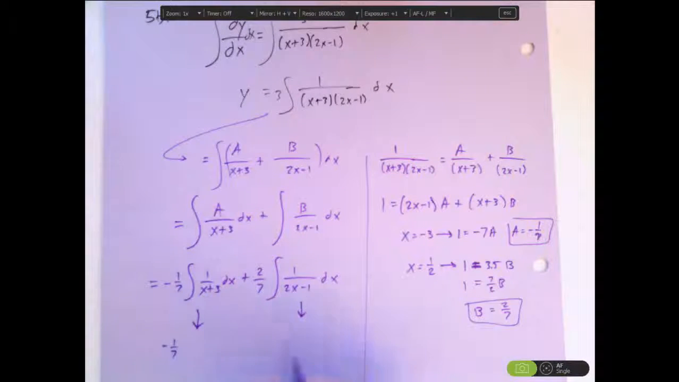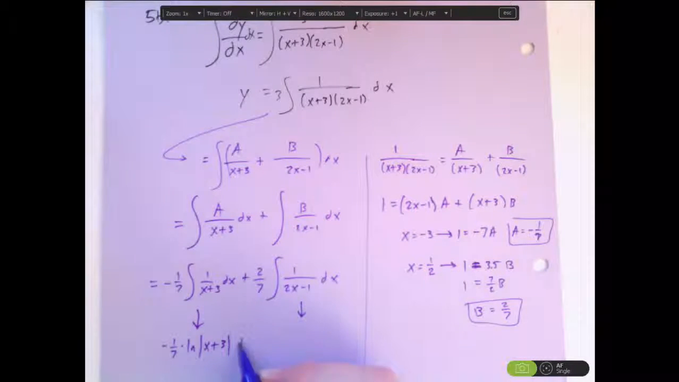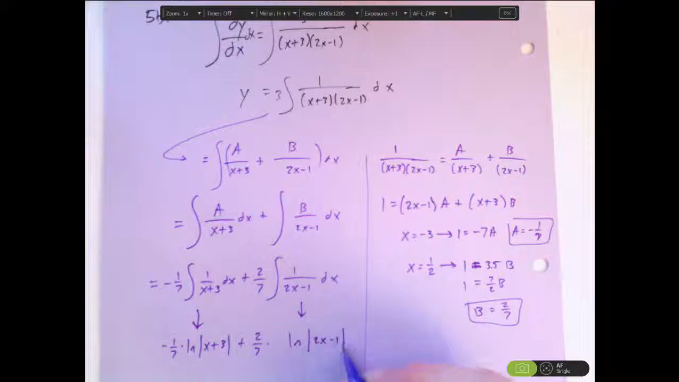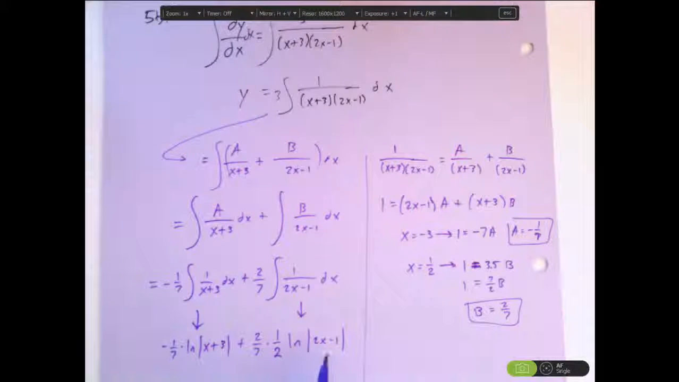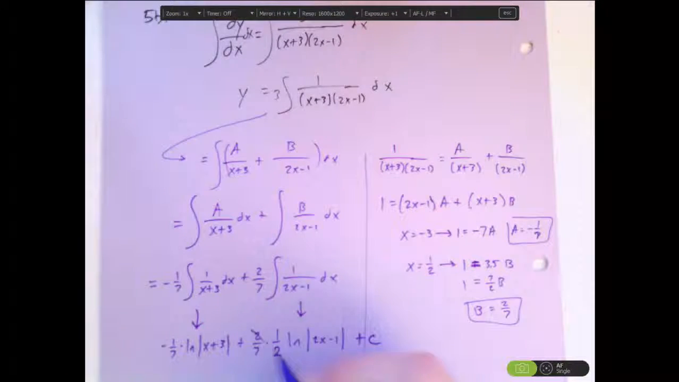So that gives me natural log absolute value x plus 3 plus 2/7 times natural log 2x minus 1. But be careful. If I were to take the derivative of this in order to get the original, I would have to multiply by 2 because of the chain rule. So I want to introduce another factor of 1/2 on the outside that would cancel that out so that I would still get my original. And of course, we should not forget the constant of integration on the outside. So that gives me -1/7 this natural log plus 1/7 that natural log plus c as my final answer.